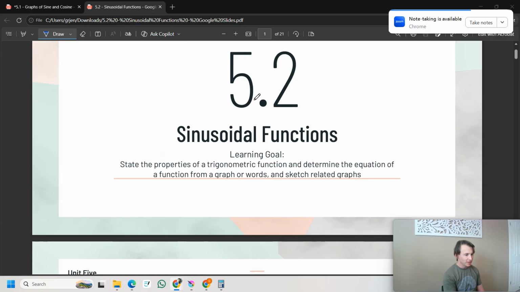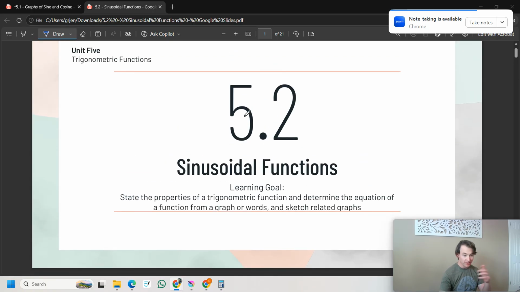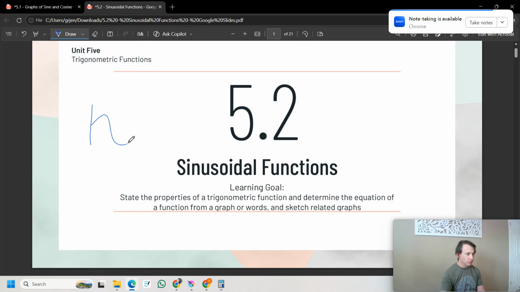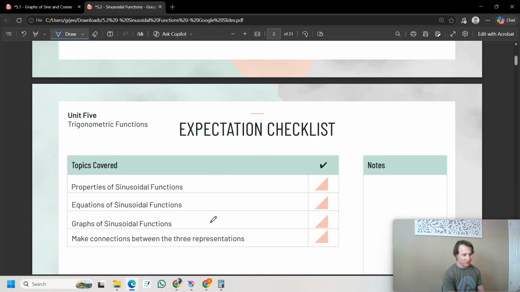It's Mr. Jennings, and we are looking at sinusoidal functions again, just going for a deeper dive on some of these topics, particularly if we're shown a graph, can you build your equation? That's one of the skills. Or just if I give you words or a situation, can you build the equation from that? These are some of the things that we're looking at today.